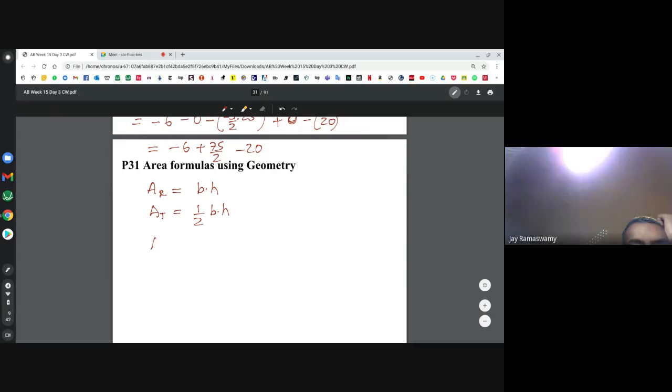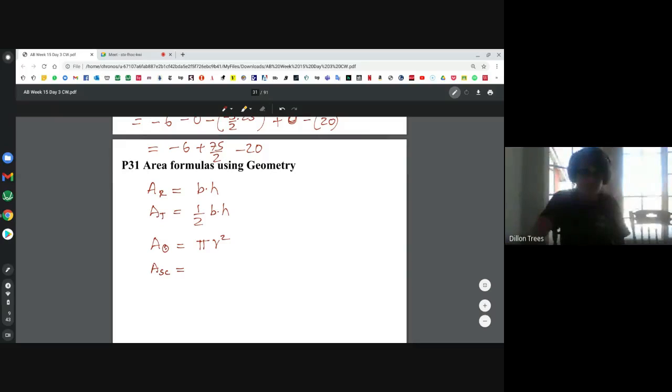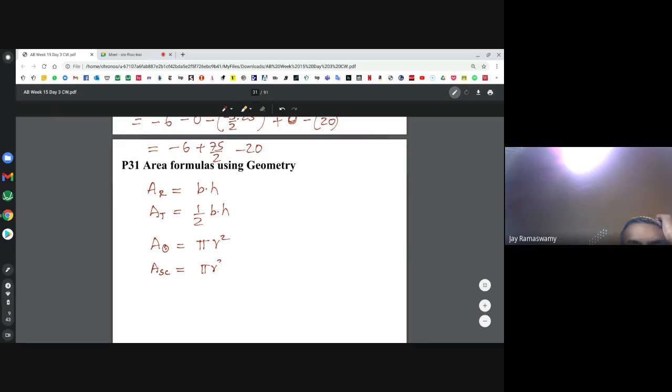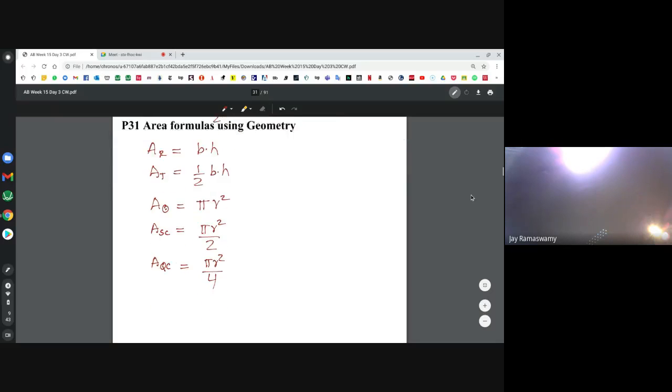Okay. Area of a circle is pi r squared. Now, area of a semicircle. This is what you will encounter. Is it half pi r squared, or pi r squared over 2? Okay, area of a quarter circle, pay close attention, use common sense: pi r squared over 4. Yes.